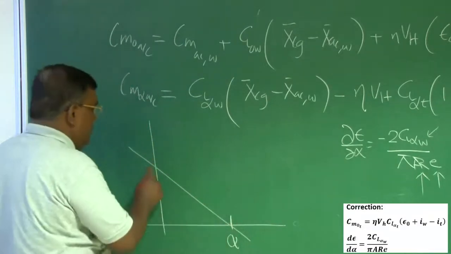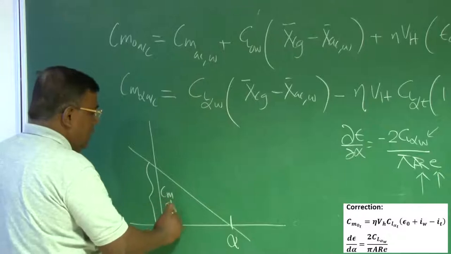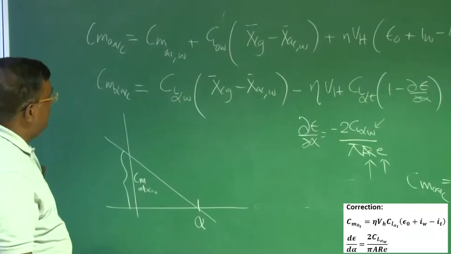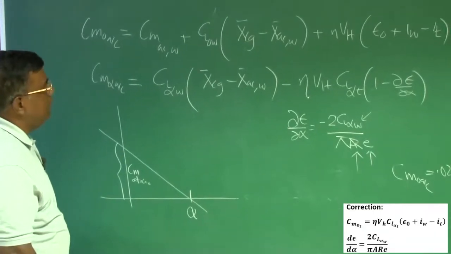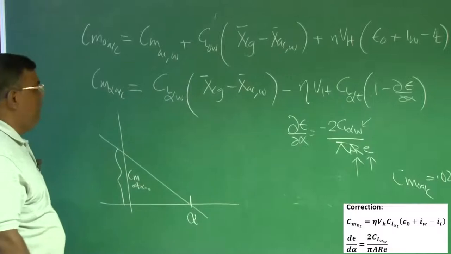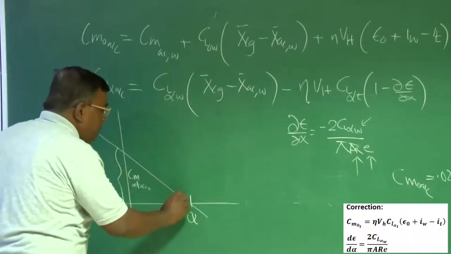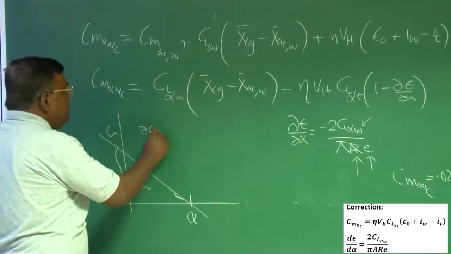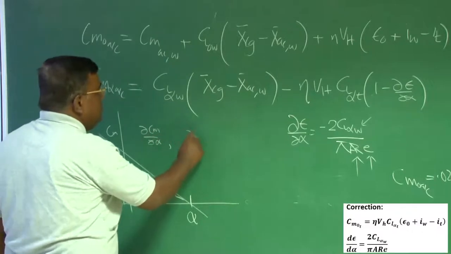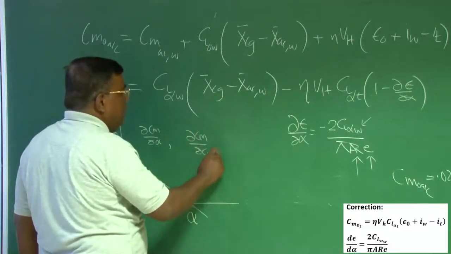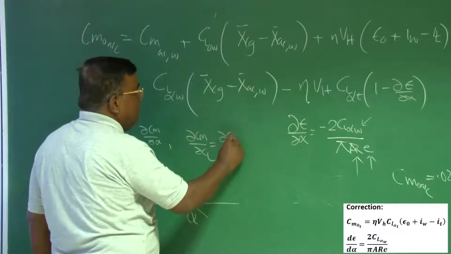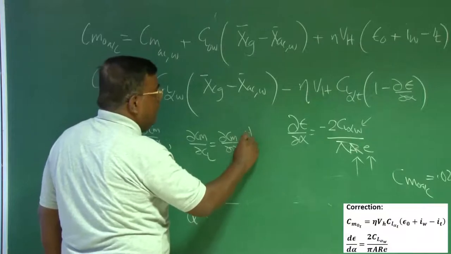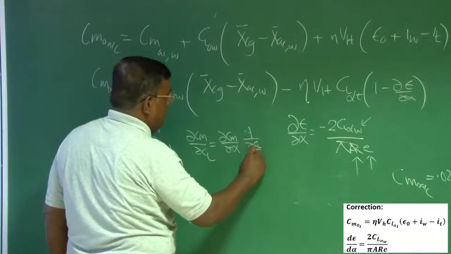This is my alpha trim, and this is the Cm at alpha equal to 0 I required. Then I need to ensure that I lay the wing and tail in such a way that I not only get the slope, here the slope is Cm alpha, but we have started with dCm by dCl. So you can always know dCm by dCl is dCm by d alpha into 1 by dCl by d alpha, right?